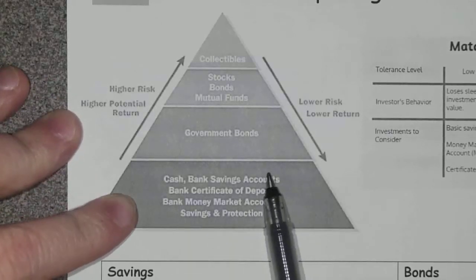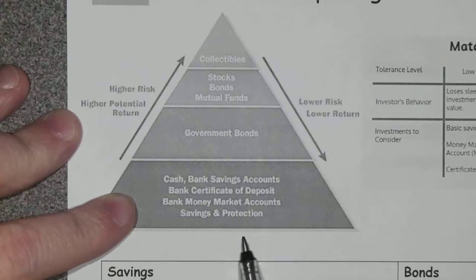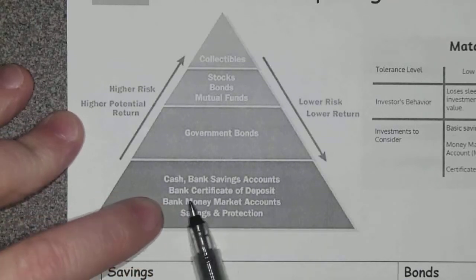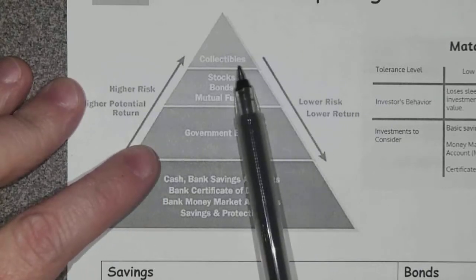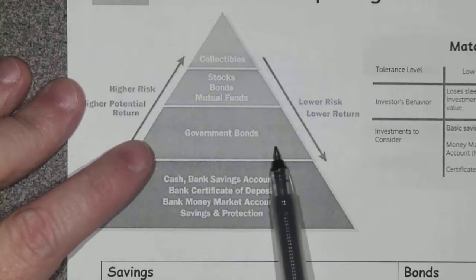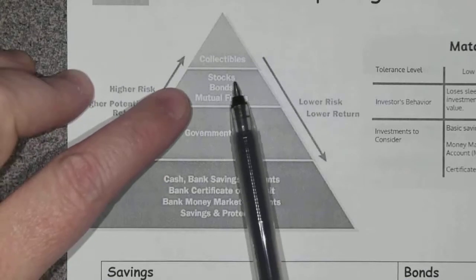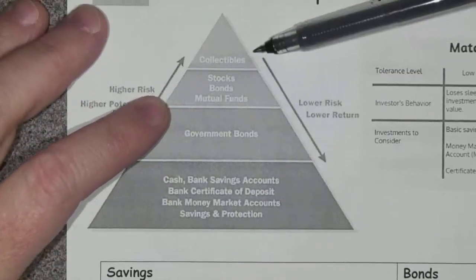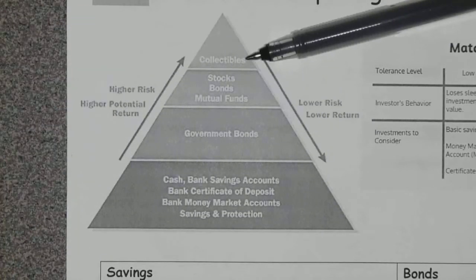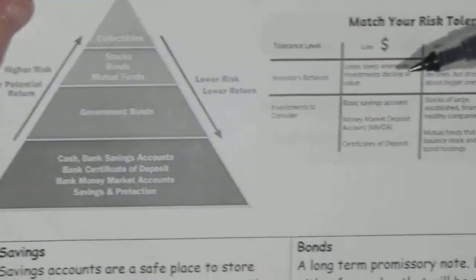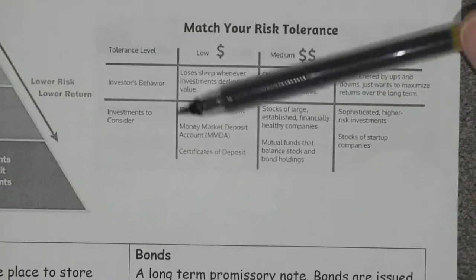The safest way to keep your money is in a savings account, certificate of deposit, or other things like money market accounts. As we go up the pyramid, it gets riskier and riskier. So we'll go bonds, stocks, and mutual funds. And at the very top is collectibles, like we talked about jokingly, a stuffed animal collection or gold and silver, those kinds of things.